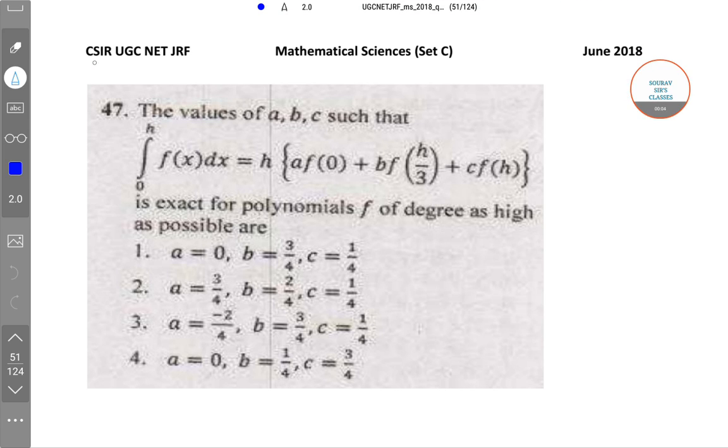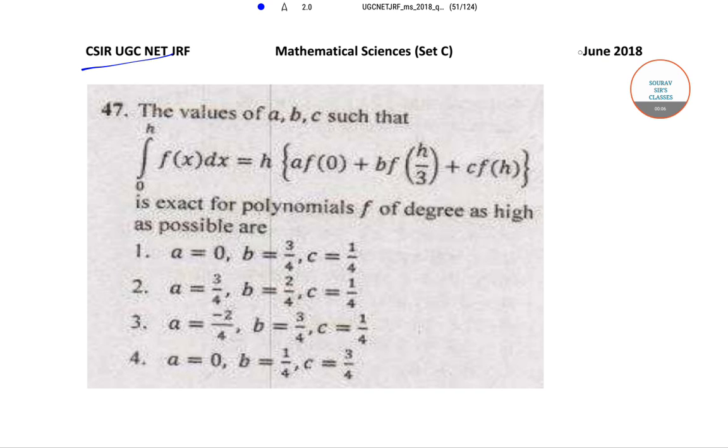Today we'll be solving the CSIR UGC NET exam questions from the June 2018 paper. We'll be solving the set C of the mathematical sciences paper. Let's start off with question number 47.